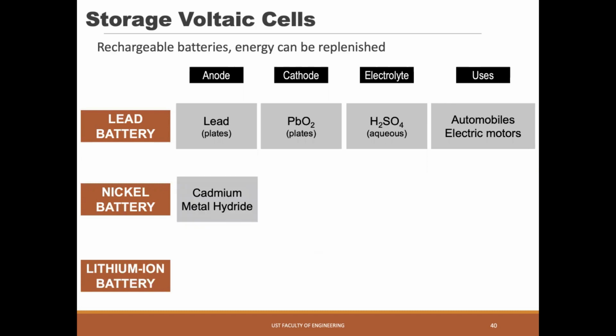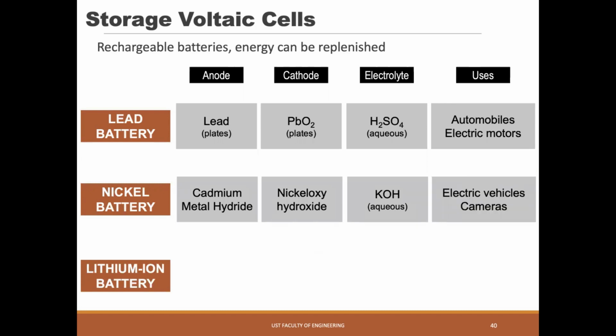So a nickel battery used cadmium as its anode in its earlier days, but since cadmium is not healthy for us and the environment, we shifted to what we call metal hydrides. So nickel-based batteries use nickel oxyhydroxide as the cathode and potassium hydroxide as the electrolyte. And nickel metal hydride batteries are the ones powering our electric vehicles and other small devices such as our cameras.